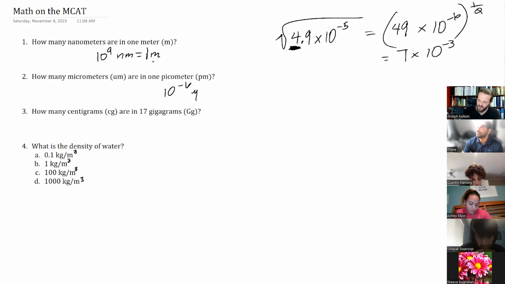Yeah, 10 to the -6 micrometers in 1 picometer. I thought I said it wrong for a second. And then the last one that I'm going to make you do here is how many centigrams are in 17 gigagrams. I just picked 17 to throw some arbitrary coefficient out there.